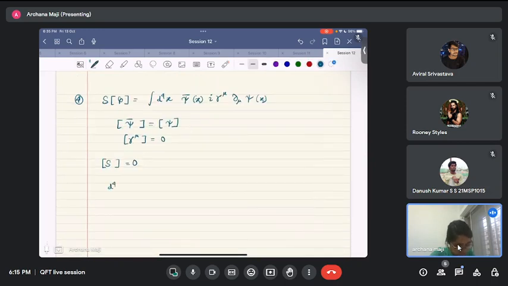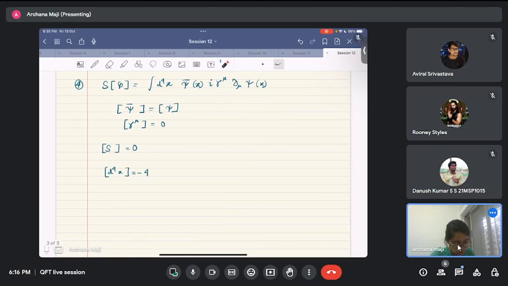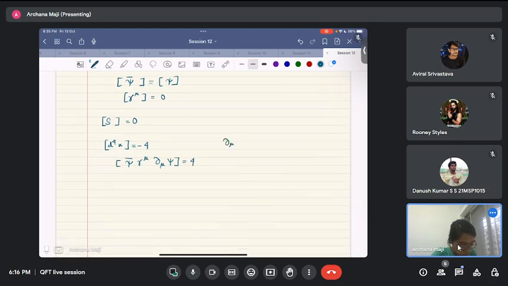Again, d4x is of mass dimension minus 4. So this entire term, psi bar gamma mu del mu psi, should be of dimension 4. Gamma mu is dimensionless, and we already know the dimension of del mu, that is 1. So this means psi bar psi mass dimension would be 3. That means the mass dimension of psi will be 3 by 2. Okay, so we are done with 4th week.